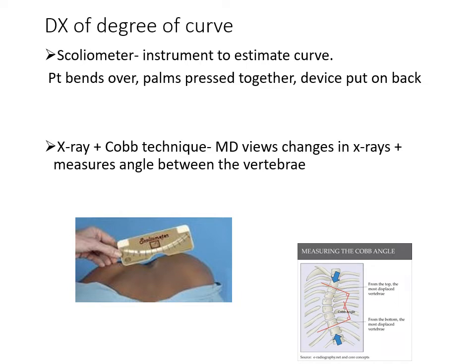And if they think it is moderate to severe scoliosis, then they will refer them for an X-ray. And X-ray and the Cobb's technique, it is called, Cobb's technique is the one measuring the angle in the X-rays. So they will view the X-ray and measure the angle between the vertebrae. So that is called the Cobb's technique, using the X-ray.